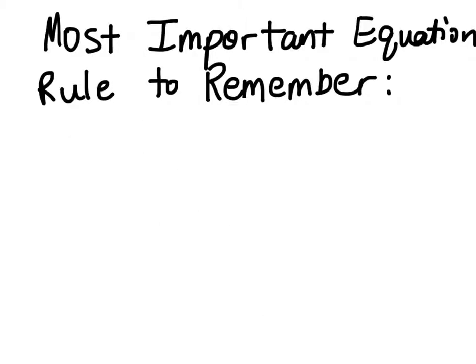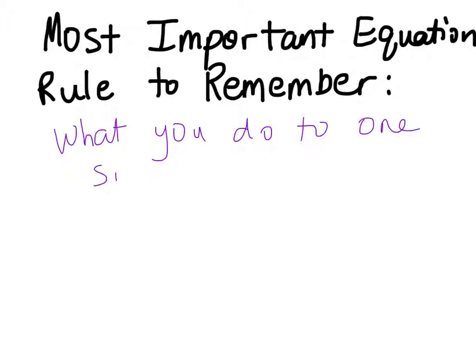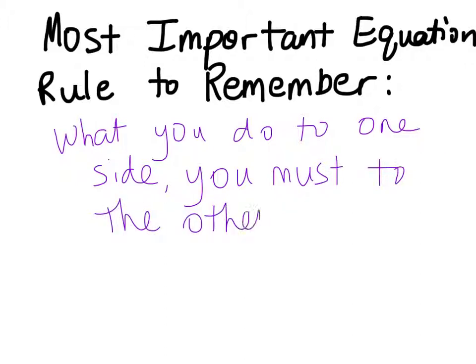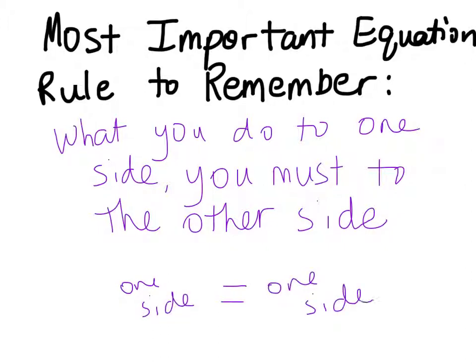All right, now we talked about the goal of our equation, how we get there, but the most important rule to remember when we are solving equations is what you do to one side, you must do to the other side. And remember, when we're talking about sides, we're talking about the equal sign. So we have one side over here, and we have one side over here. So that's what we mean when we talk about sides, the sides of the equal sign.